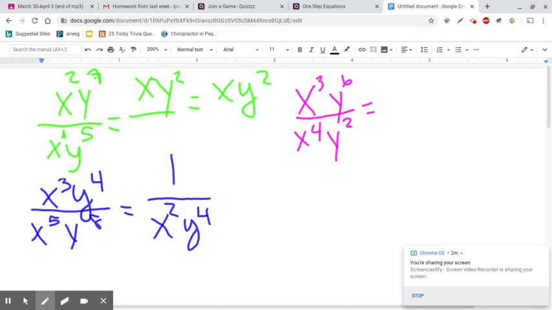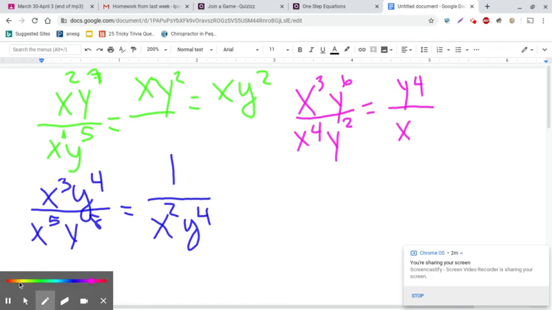So let's look at our x's. Where's the bigger x? It's actually in the bottom because 4 is bigger than 3. So 4 minus 3 is 1, so we're going to have x to the first in the bottom. Now we're going to look at our y's. What's bigger, 6 or 2? 6 is bigger, and 6 minus 2 is 4, so you're going to have y to the 4th on top. Done.